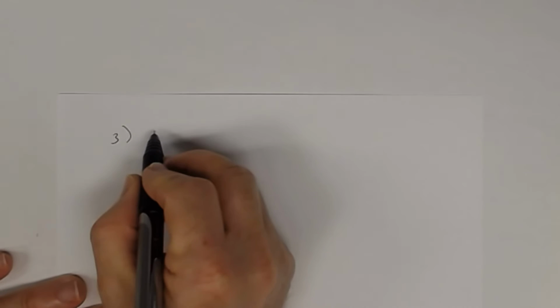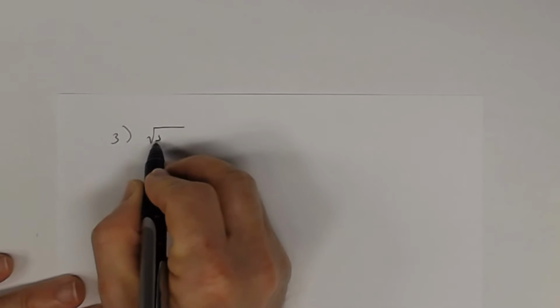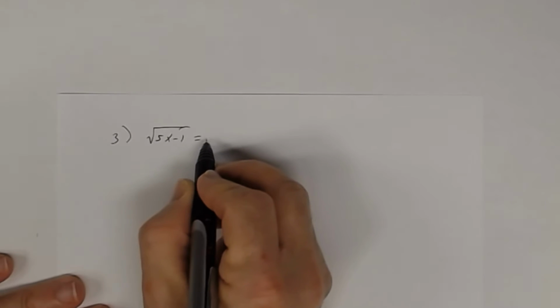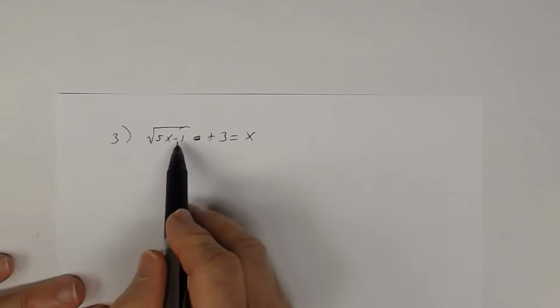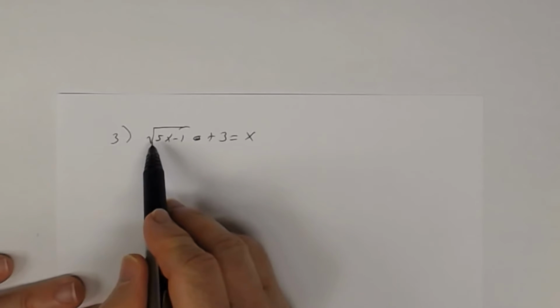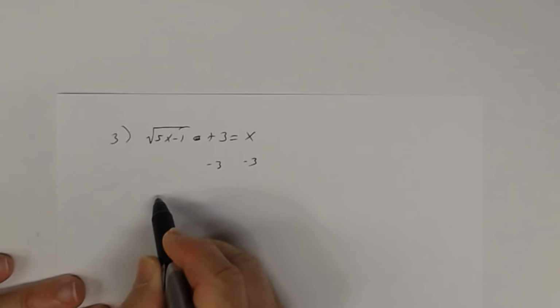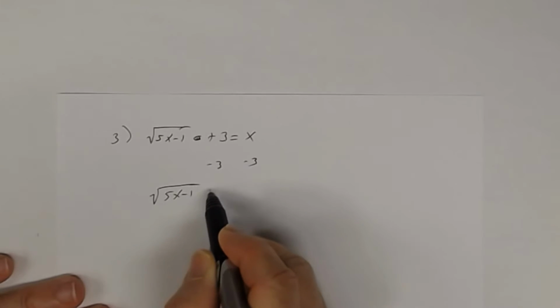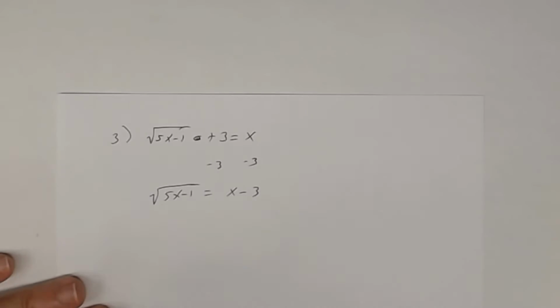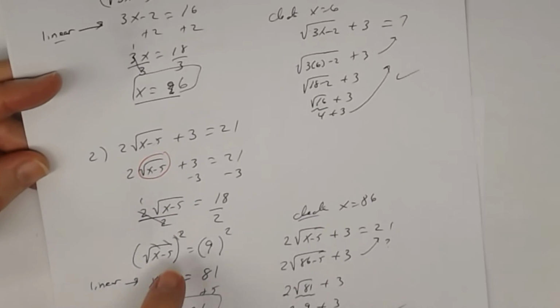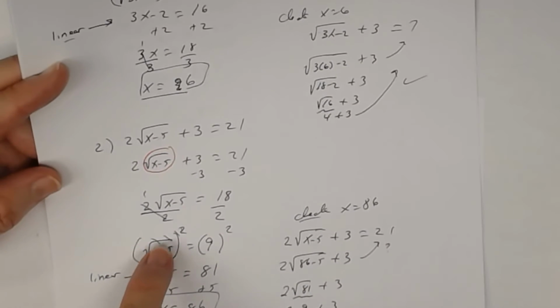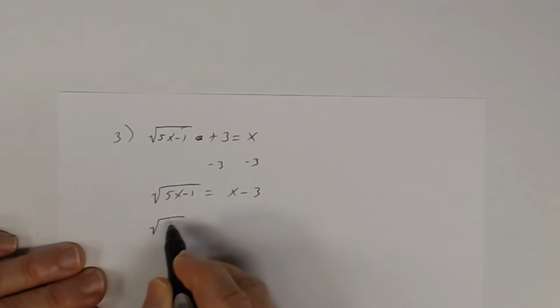All right, let's look at this one, number 3. In number 3, we have the square root of 5x minus 1, plus 3, is equal to x. All right, so again, I'm trying to isolate the radical. So I'm going to subtract 3 from both sides. So I get the square root of 5x minus 1 is equal to x minus 3. Now that's where I'm at. Okay, so just as we've done in the past, once I get the radical by itself, I'm going to raise both sides to the second power. Same thing here. Nothing is different.